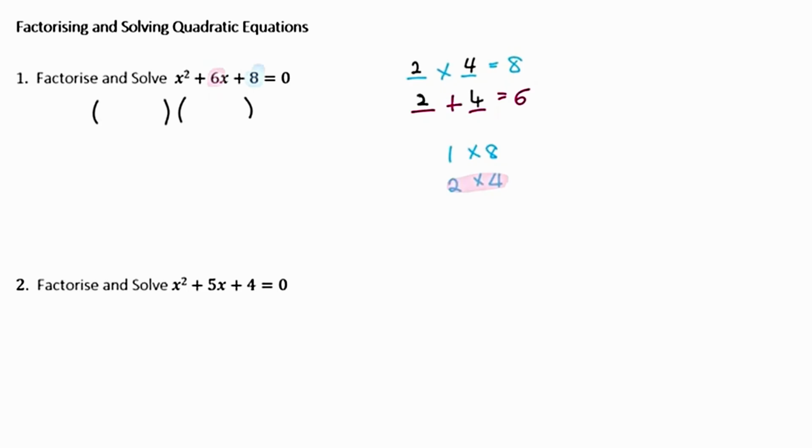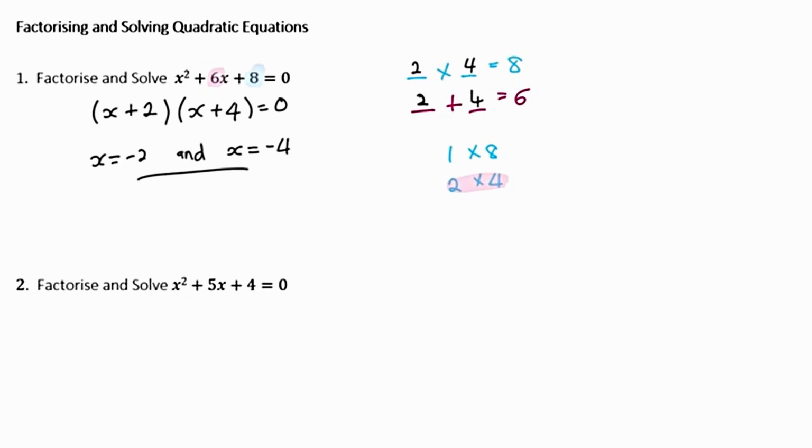And we are first going to start by putting two brackets. The first term of each bracket is going to be x. And then we can simply put the factors that we have found. So we could put plus 2 in the first bracket and plus 4 in the second bracket, and this is equal to 0. So we have factorised this equation, and in order to solve it, if x plus 2 is equal to 0, that means x has to be minus 2. And in the second bracket, if x plus 4 is equal to 0, that means x is equal to minus 4. And these are our two solutions for number 1.